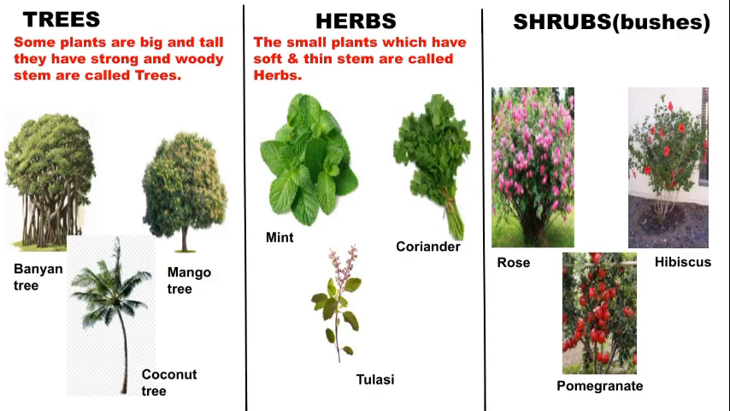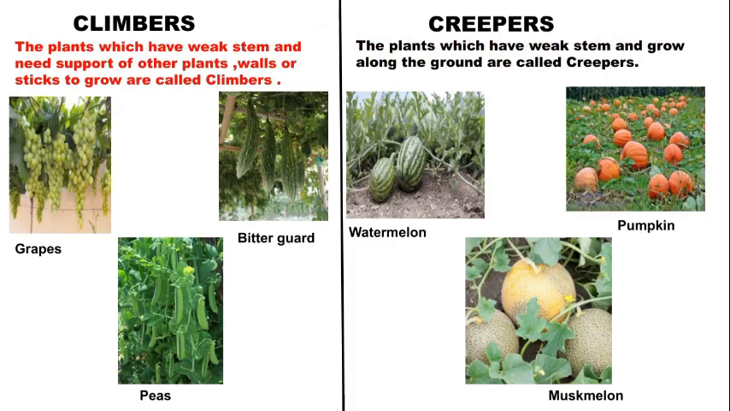Okay. So next one is shrubs. What are shrubs? The plants which have thick and woody stems are called shrubs. So examples are rose, hibiscus, pomegranate. So children, these types of plants have thick and woody stems. Okay. For example, in the rose plant you can see, and hibiscus. So these types of plants have woody stems.